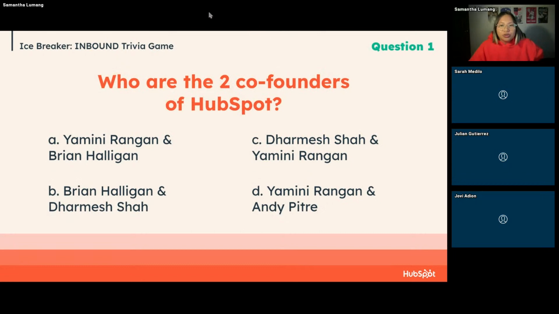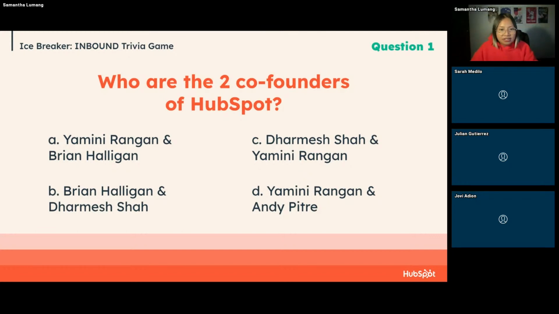Who are the two co-founders of HubSpot? Who are the two co-founders of HubSpot? Is it Yamini Rangan and Brian Halligan? Brian Halligan and Dharmesh Shah? Yamini Rangan and Andy Pichi, or Dharmesh Shah and Yamini Rangan? I'll give you guys 3 more seconds. 3, 2, and 1. Okay.